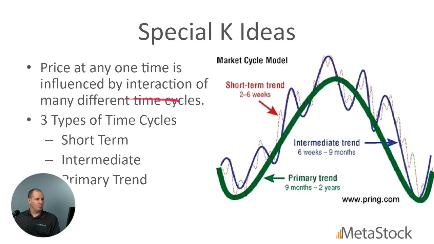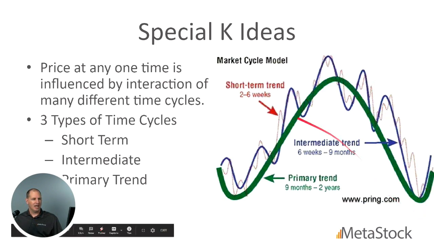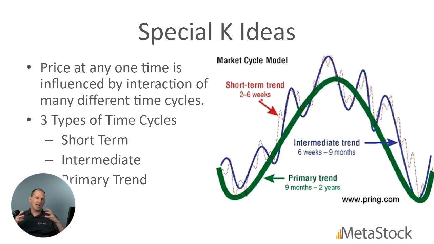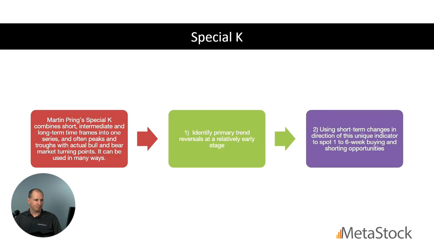So if we look at this chart over here, we've got this solid green line, which is the primary trend, looking over 9 months to 2 years. Okay, so this is the primary trend. Then we go to the intermediate trend, which goes from 6 weeks to 9 months. And then we go down to the short-term trend, which is 2 to 6 weeks. And what the Special K does is it combines these together to give you one indicator.